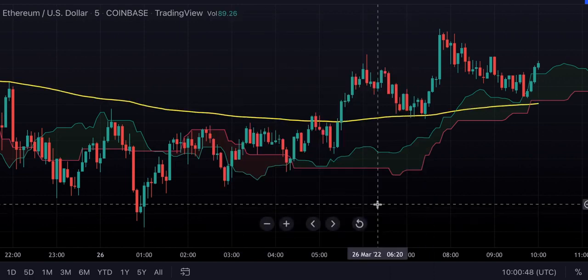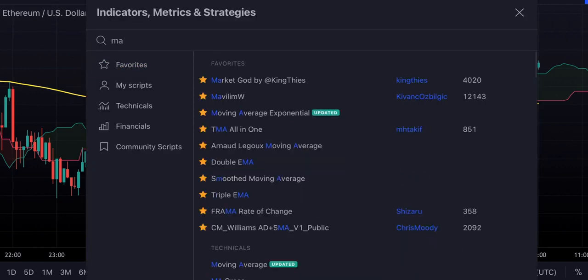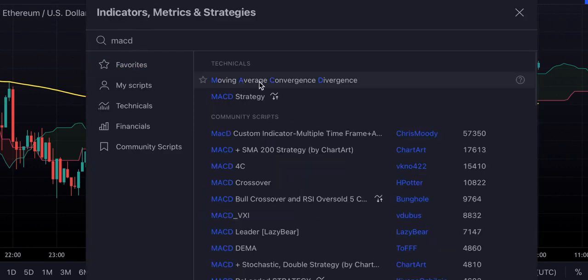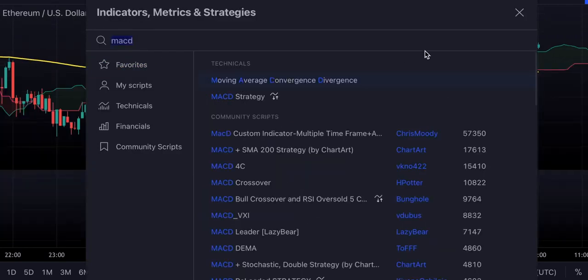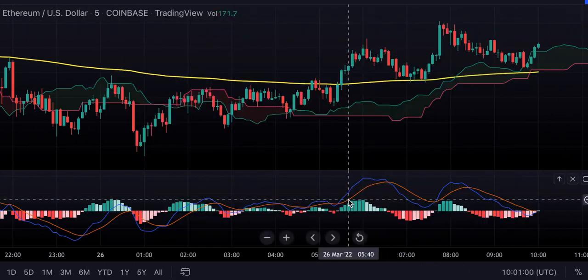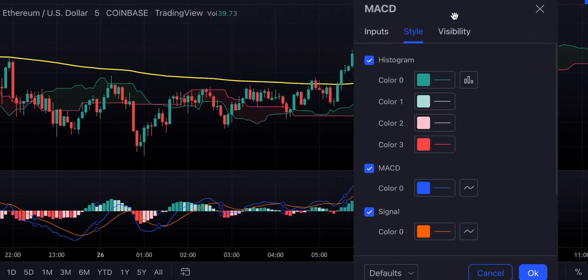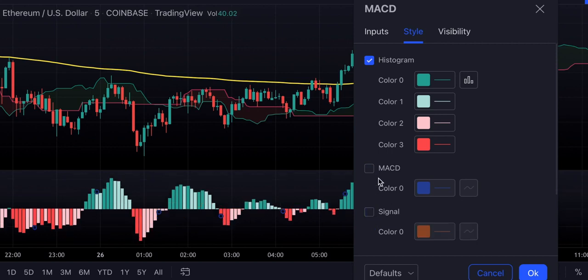Okay, and for our third indicator we're going to use a MACD, moving average convergence divergence, and we're going to adjust the settings on this indicator as well. So first of all, we're going to get rid of these lines and we're going to change the histogram.